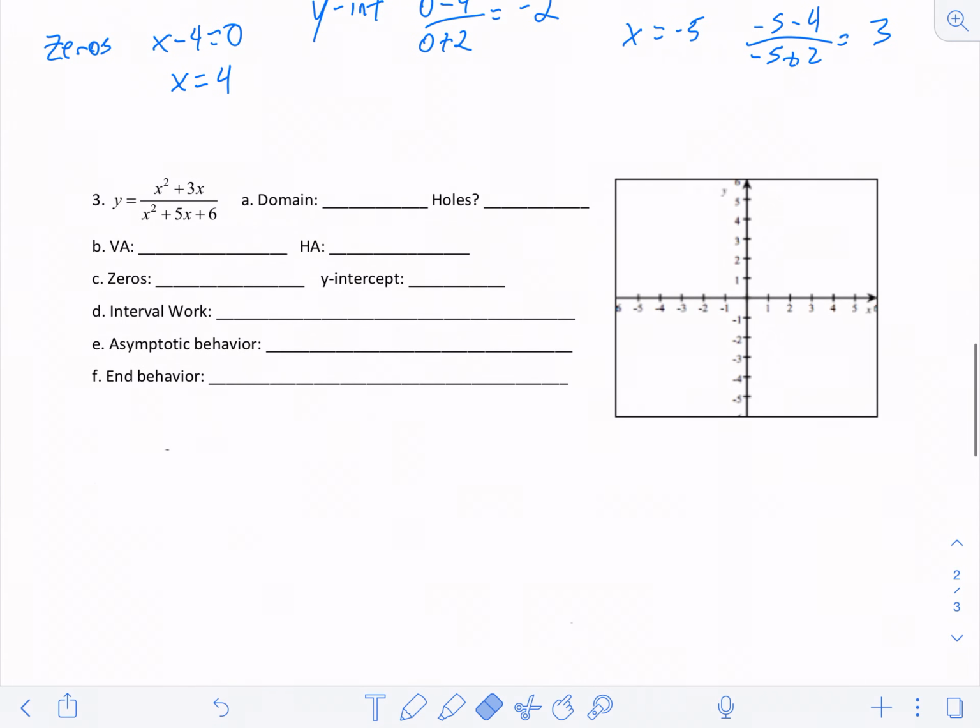That was the first one. Let's try one more example. So on this next example, I've got a little bit more complicated. This is number 3 on your worksheet. And I've got a function that looks a little bit more complicated.